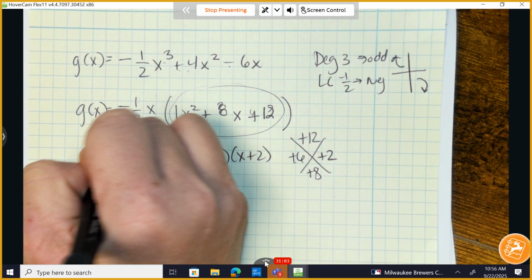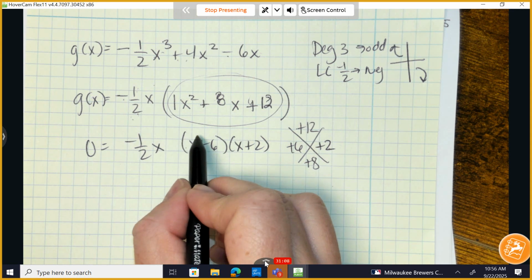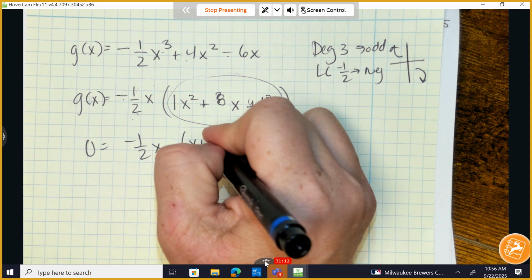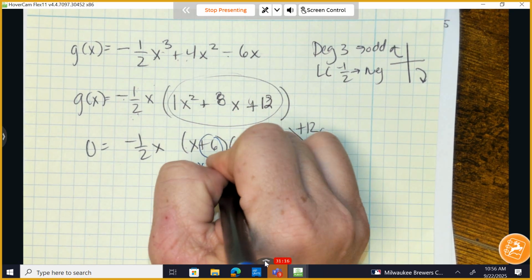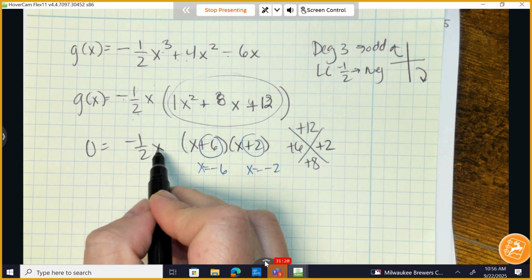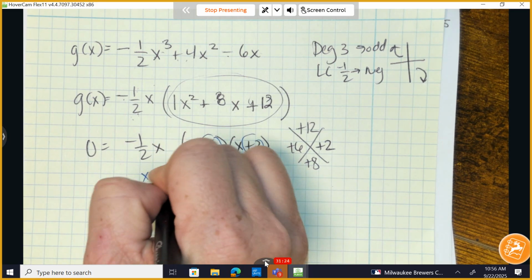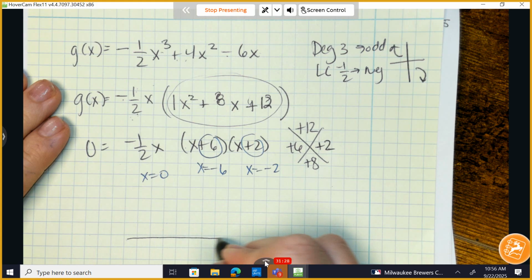Now what I've not shared with you is when you have a leading coefficient that's 1 within this factor in the degree 1, remember you can be lazy. That's why I liked this method. What's opposite of positive 6? What's opposite of positive 2? And now what's the only number that you can take times negative 1/2 and you get 0? 0. Those are my 3 x-intercepts.